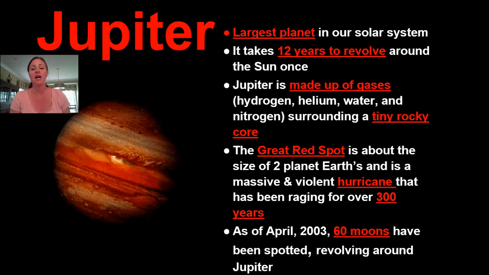Jupiter's made of gases, hydrogen, helium, water, nitrogen, surrounding a tiny rock core. The great red spot that we've seen in many pictures is about the size of 2 planet Earths, and it's actually a very massive violent hurricane that's been raging for over 300 years. As of April 2003, almost 10 years ago, there are 60 moons that have been spotted revolving around Jupiter.